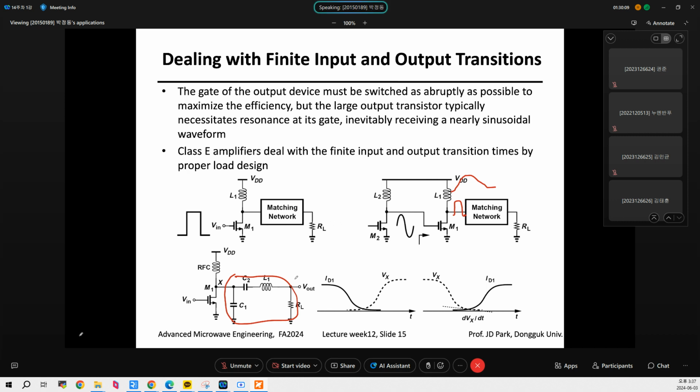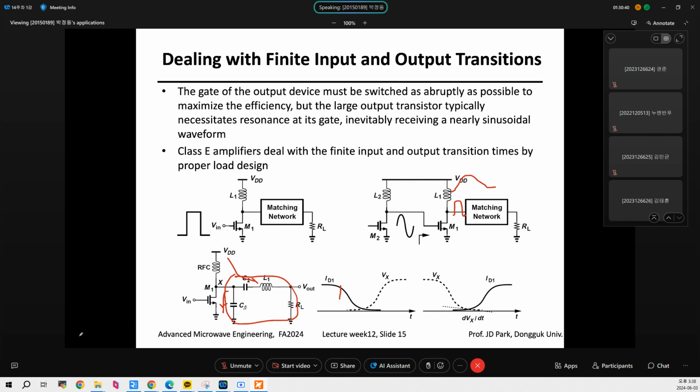So how can we deal with this? Let's take a look at the first figure. ID is just conducting current, and this is turned off at this point. Then it's just smoothly going down, and Vx starts to charge.